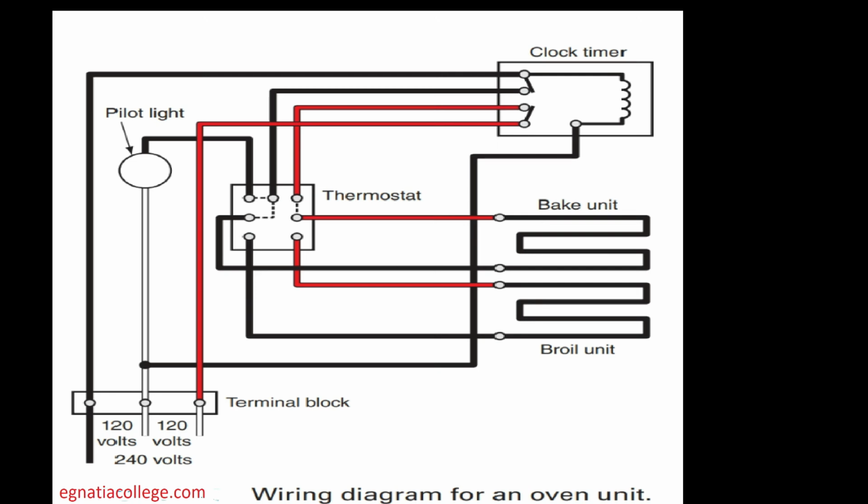A combination clock and timer is used on most ovens. The timer can be preset so that the oven turns on automatically at a preset time, heats for a preset duration, and then turns off. Ovens are insulated with fiberglass or polyurethane foam insulation placed within the oven walls to prevent excessive heat leakage. This figure shows a typical wiring diagram for a standard oven unit.